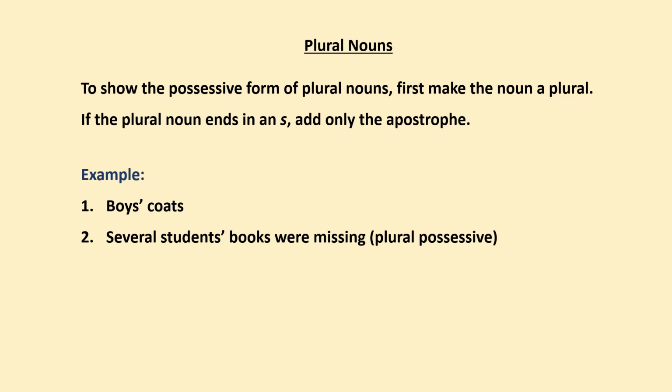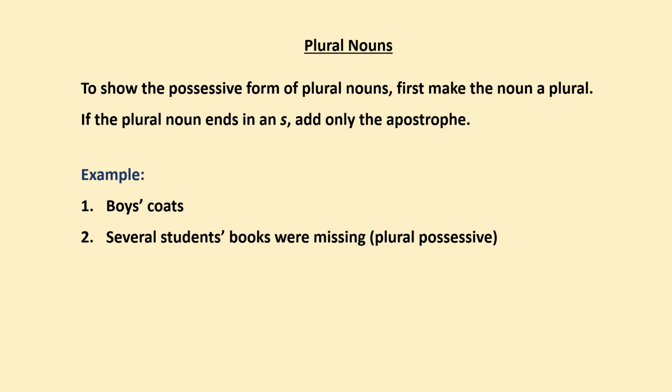And now we've seen what we discussed earlier. To show the possessive form of plural nouns, if the noun is already made a plural and ends in an S, add only the apostrophe. So remember, for monosyllabic singular nouns, we add an S after the apostrophe. But for plural nouns, even if the noun is monosyllabic, so far as the noun is a plural, even if it ends with an S, you just add only the apostrophe without an S.